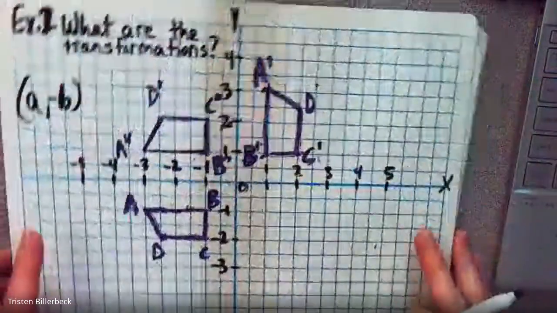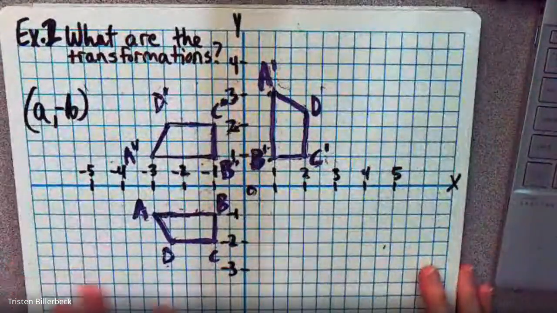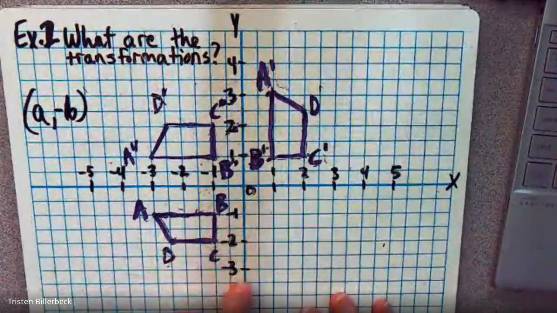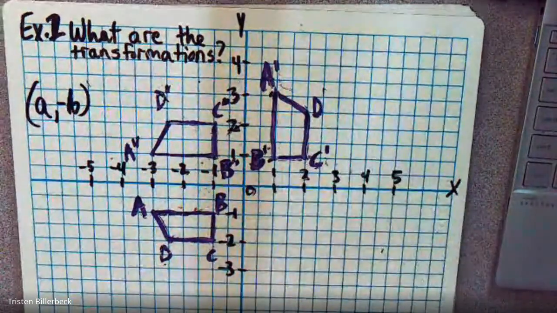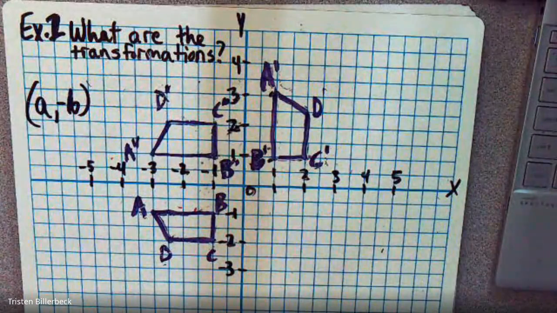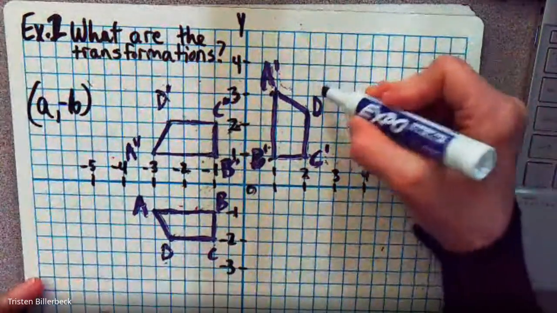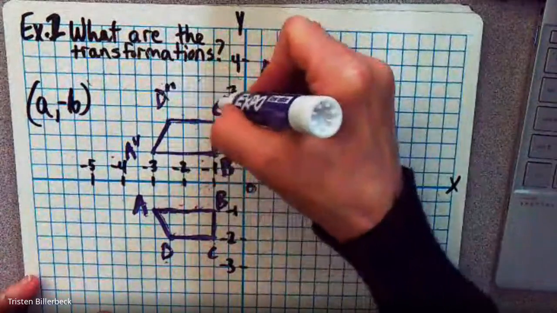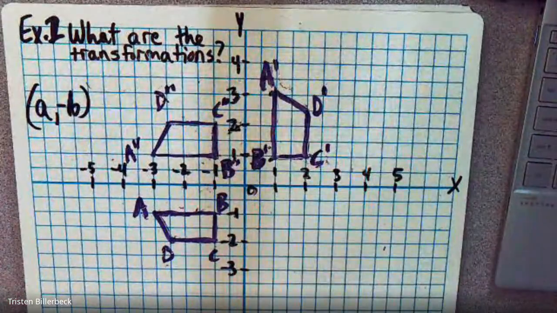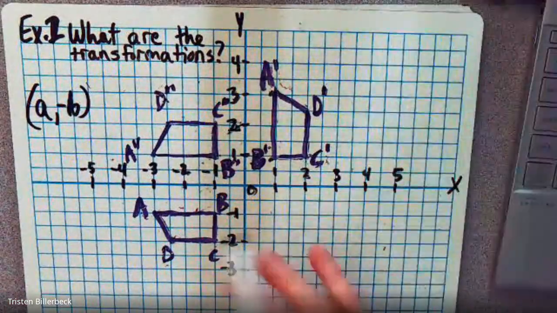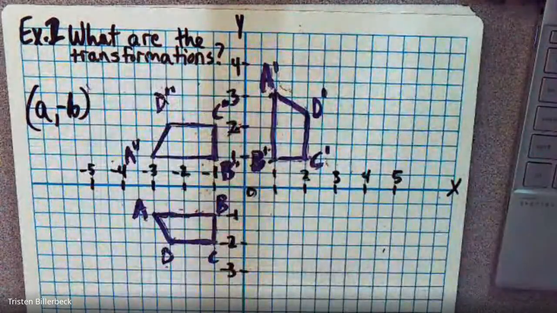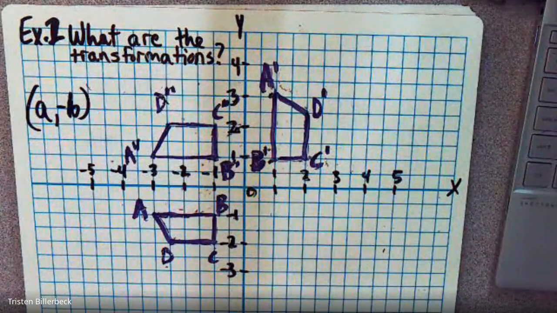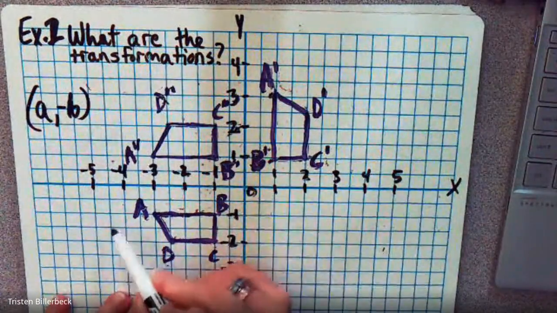Okay, so first let's take a look at what's going on here. So I have my original figure A, B, C, D. Okay, so then I see, this one is a single prime here, but these are double primes. So I am moving first here and then here. So how is that happening? Okay, so let's take a look at our coordinate points.